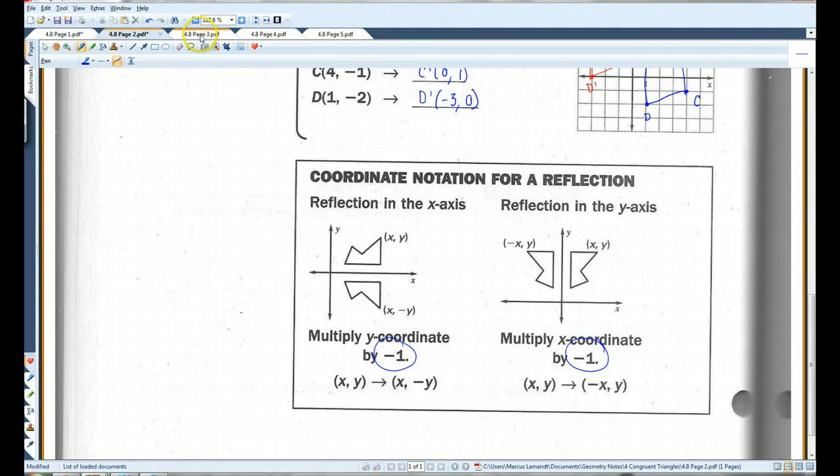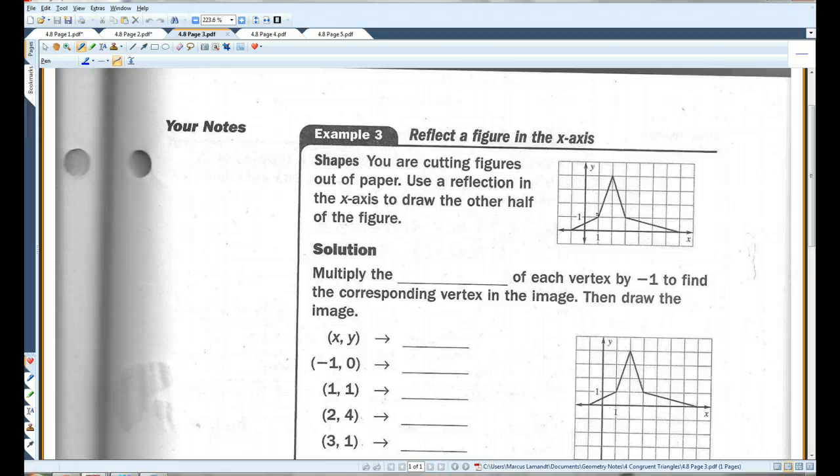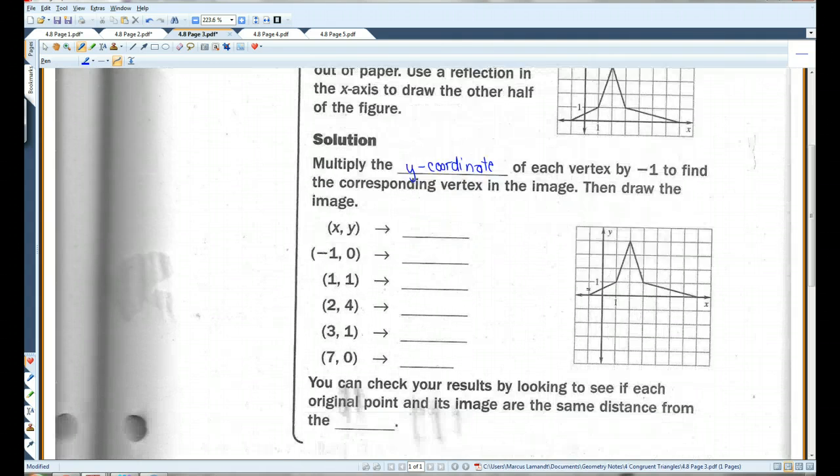Alright, let's go on to page 3. You are cutting figures out of paper. Use a reflection in the x-axis to draw the other half of the figure. Okay, so this is what we're given. We're going to multiply the y-coordinate of each vertex by negative 1 to find the corresponding vertex in the image.